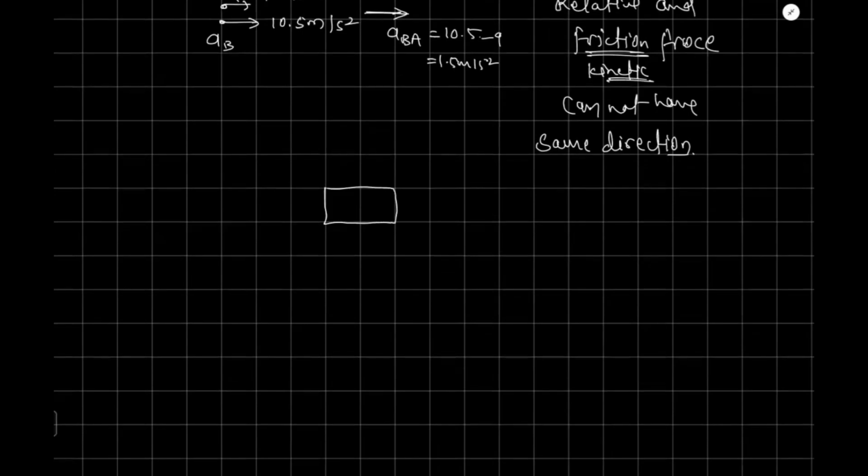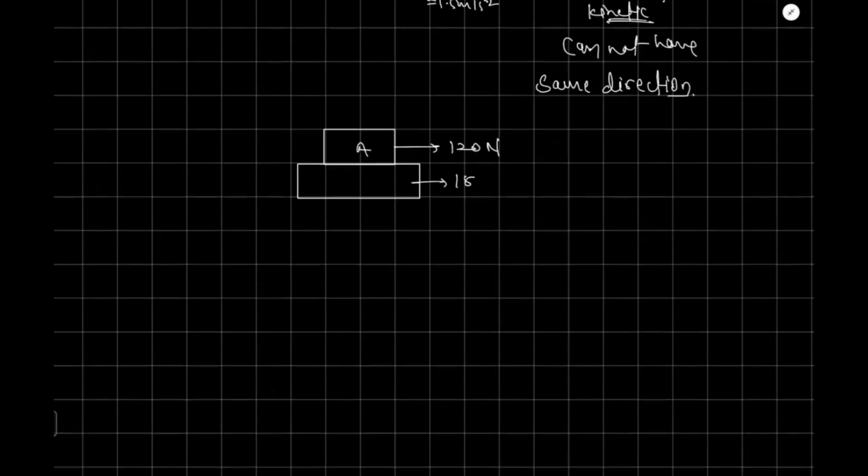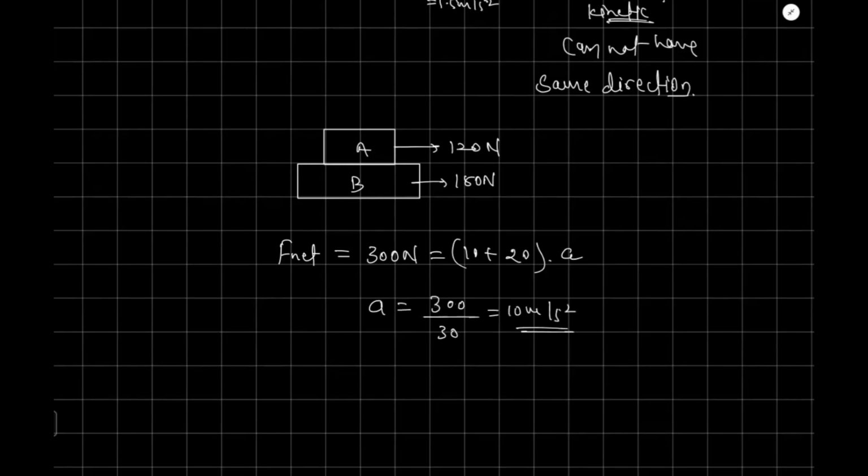So let's assume this block A and this block B. On this one you have applied the force 120 Newton, and on this one we have applied the force how much? It's 180 Newton. So what is the net force acting on this? This time it is 300 Newton, 120 plus 180, and it will give you the total mass. Mass of A is 10 plus mass of B is 20. We have applied the equation of system here. F system is equal to M1A1 plus M2A2 plus M3A3, like that. And we have assumed these two blocks are moving together, so let's say acceleration A. If you solve this one, you'll get acceleration 300 by 30, that is 10 meter per second square. So is it possible? Yeah, it is possible.